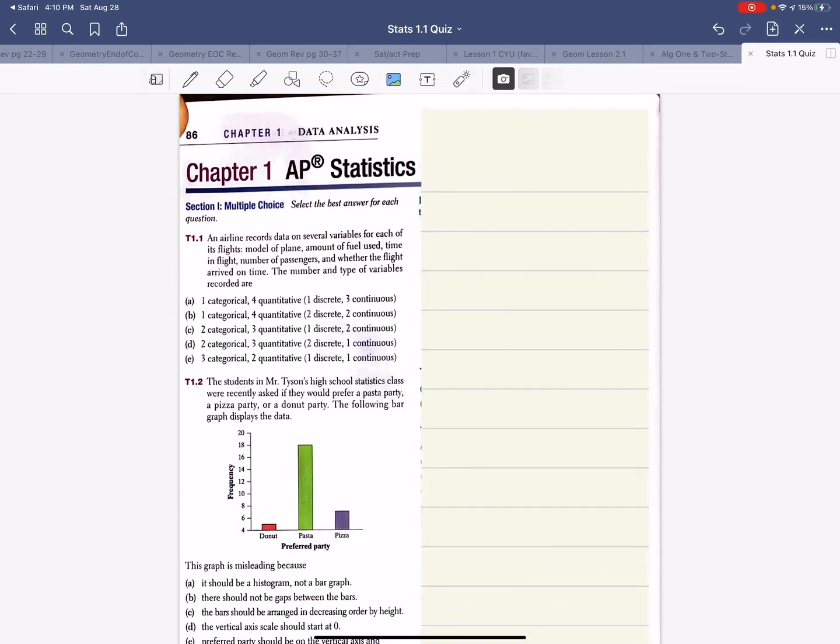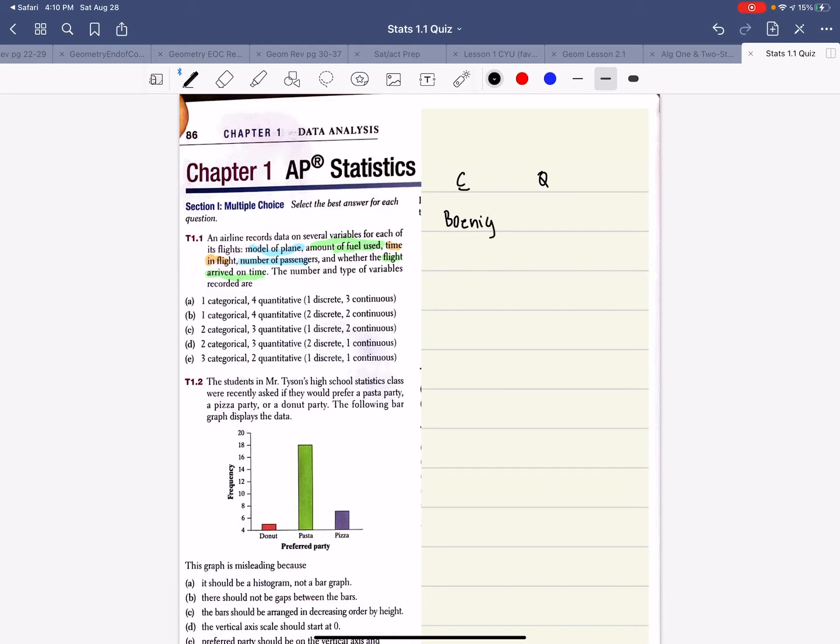So question number 1, it says the airline records show the following variables: the model of the plane, the amount of fuel, the time in the flight, the number of passengers, and whether the flight arrived on time. So you think about what those answers would be. The model of the plane would be something like Boeing. So that would be categorical, right?